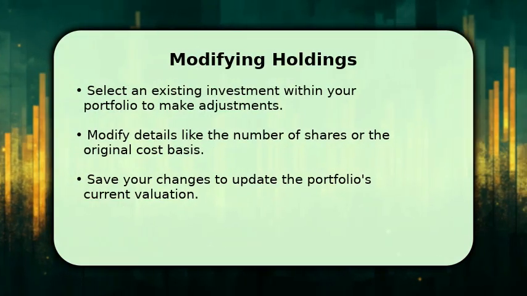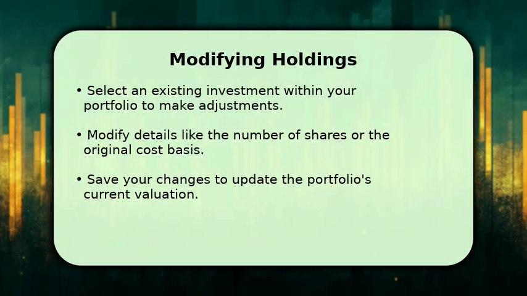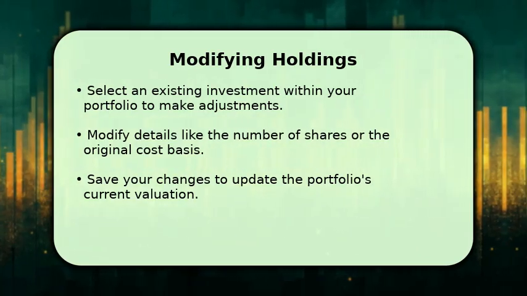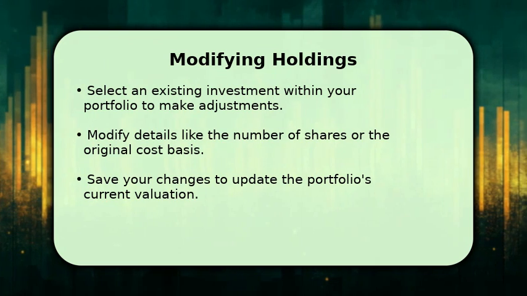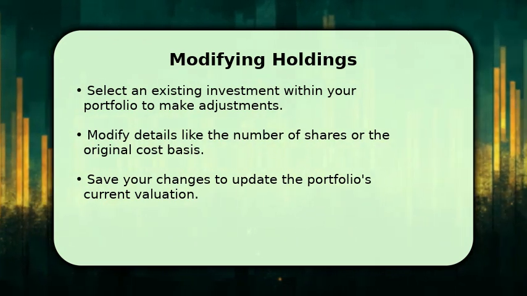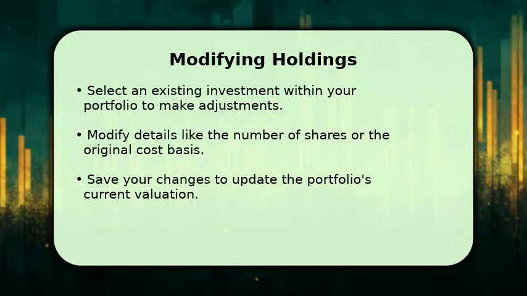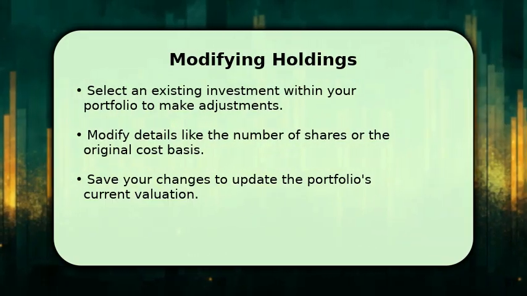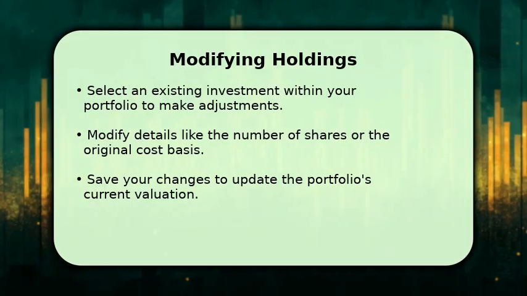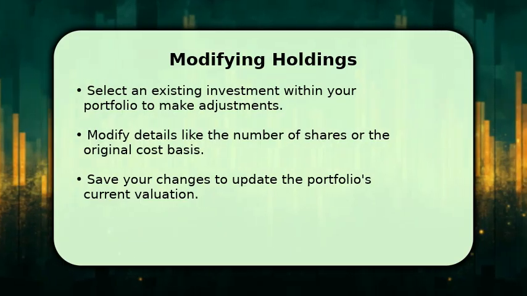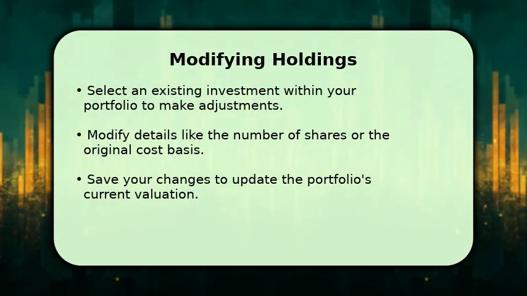Sometimes you need to adjust details for investments you already hold. To do this, simply click on the specific stock or fund listed in your portfolio. This action will typically open a new window or section where you can edit its information. You can change the number of shares, update the cost basis if you've made additional purchases, or correct any entry errors. Remember to save your modifications to ensure your portfolio reflects the most accurate data.